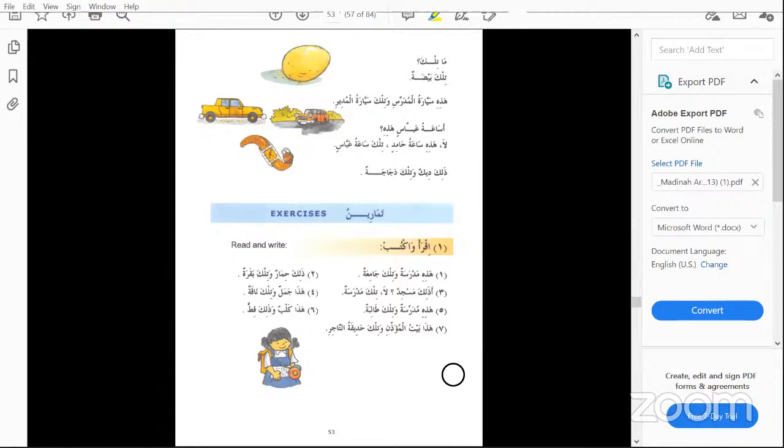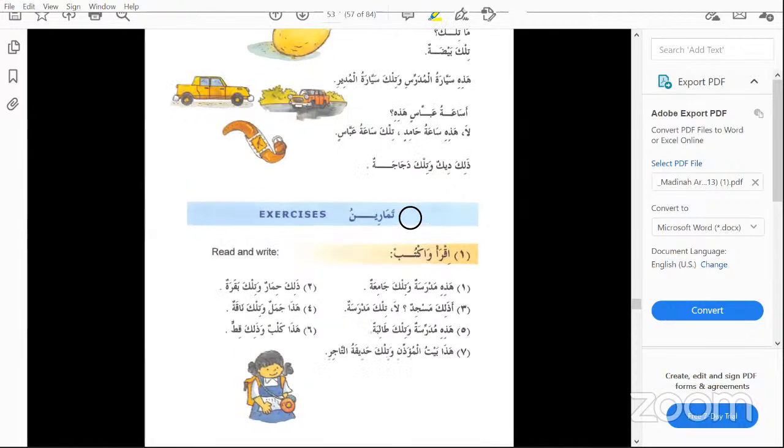Tilka Battatun. Finish this off as well, please. Ma tilka? What is that? Tilka Baydatun. That is an egg. Hazihi Sayyaratul Mudarrisi wa Tilka Sayyaratul Mudiri. This is the teacher's car and that is the principal's car.